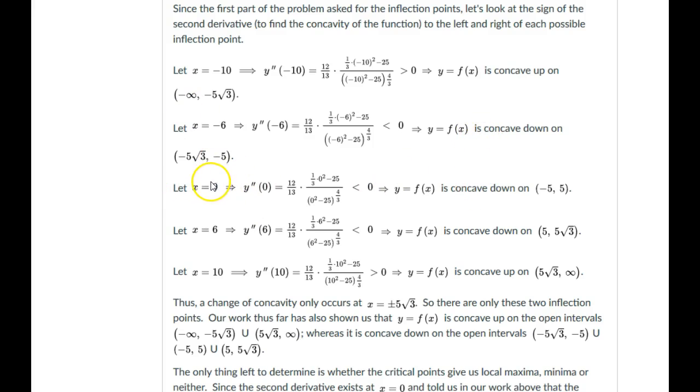we just need to look between, no, that's right. We're checking between −5 and 5, sorry. So I checked 0. So it does not change concavity at −5. So −5 is not an inflection point. Now I'm going to look just to the right of x equals 5.